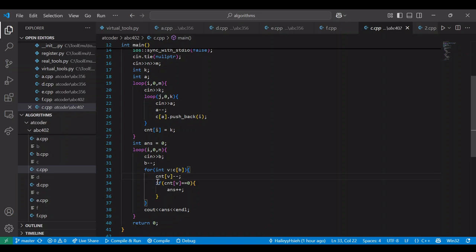And so if count[V] is equal to 0, then that means that dish V no longer includes any of the ingredients that Snook dislikes. And we can update answer by 1 because there's one more dish that Snook can eat. And then for each ingredient, we output the answer.